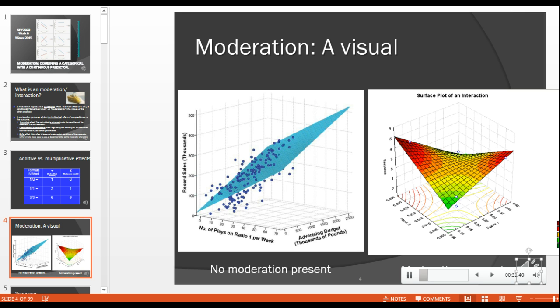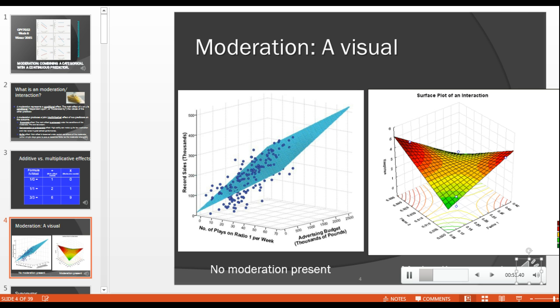Recall in simple regression we have that very easy to understand best fitting line of predicted values of y. And remember, in simple regression, we have just one predictor, one outcome, so it's in a two-dimensional space. When we make that scatter plot, we have the x-axis and the y-axis, and it's flat. In multiple regression, it's a little bit different.